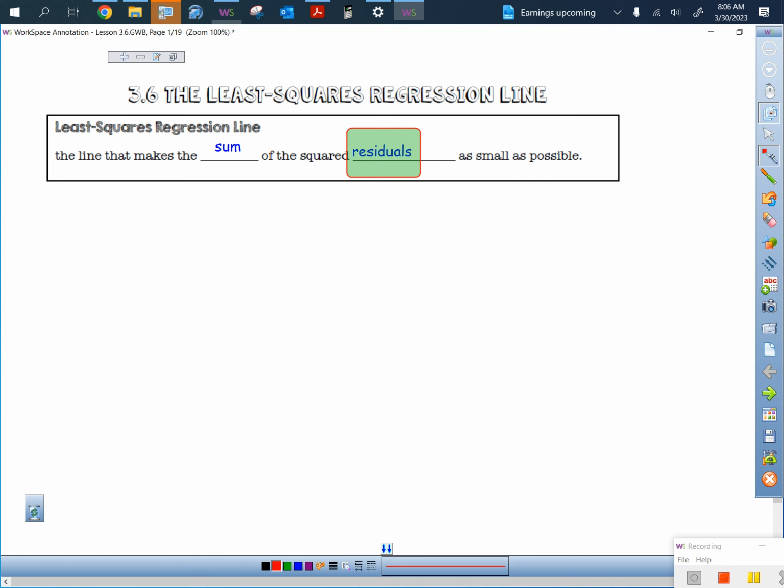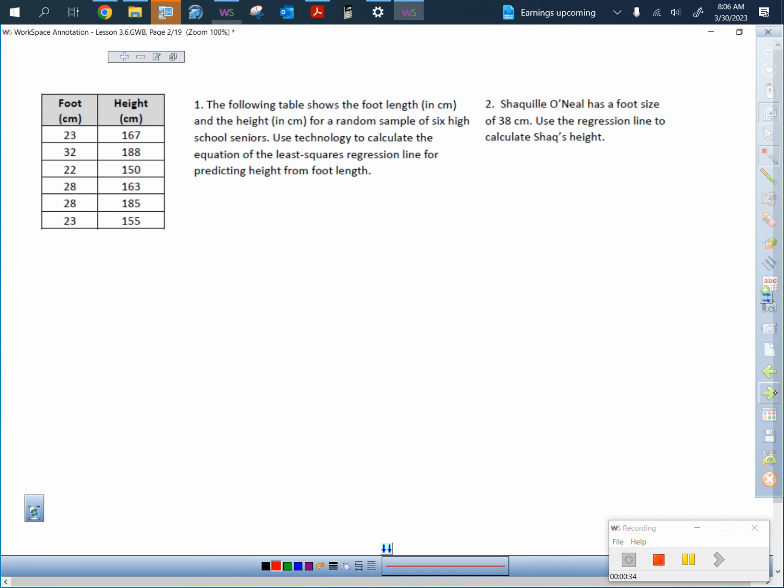I didn't want to waste any of y'all's time and go through the math behind that or even explain it. I think you trust that computer applet to say, yep, this line is the least squares regression line. So what we'll do is we'll use it. The following table shows the foot length in centimeters and the height in centimeters for a random sample of 6 high school seniors. Use technology to calculate the equation of the least squares regression line.